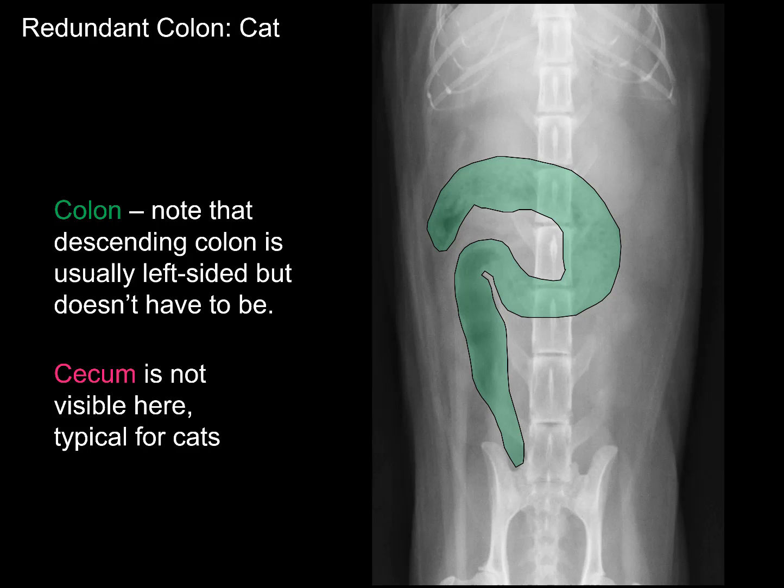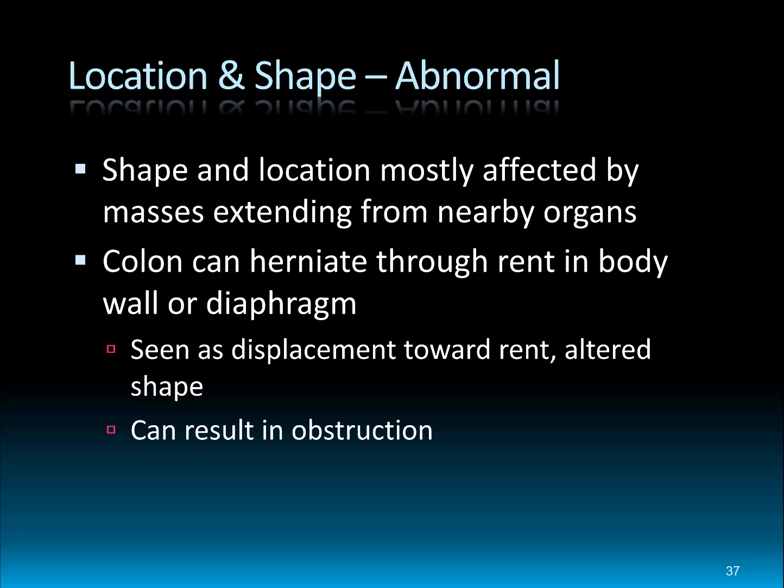Sometimes it means there's a mass pushing it around, but a lot of times we see that it's just because there's a big bladder that's kind of pushed it to one side or the other. So again, just presence of the colon on the quote wrong side doesn't inherently mean you have a problem here. And as I mentioned before, we don't see the cecum in this case because we usually don't see it in a cat.